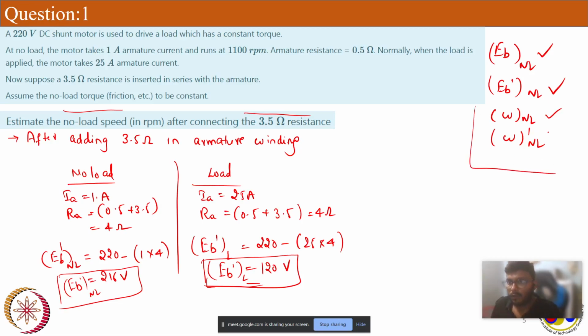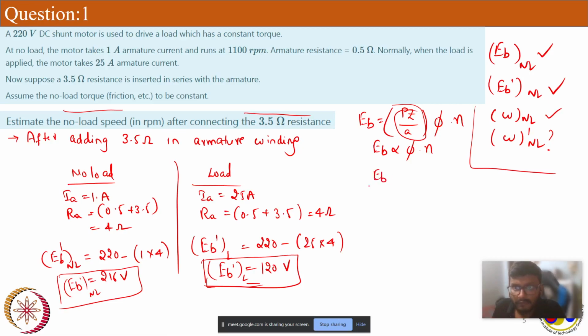Now how can we find this? We know the basic equation: EB is equal to PZ by A multiplied by phi multiplied by N, where N is in radians per second. So EB is proportional to phi and N. Phi is anyway constant. So EB1 by EB2 is a proportionality, that's why I'm writing it like this.